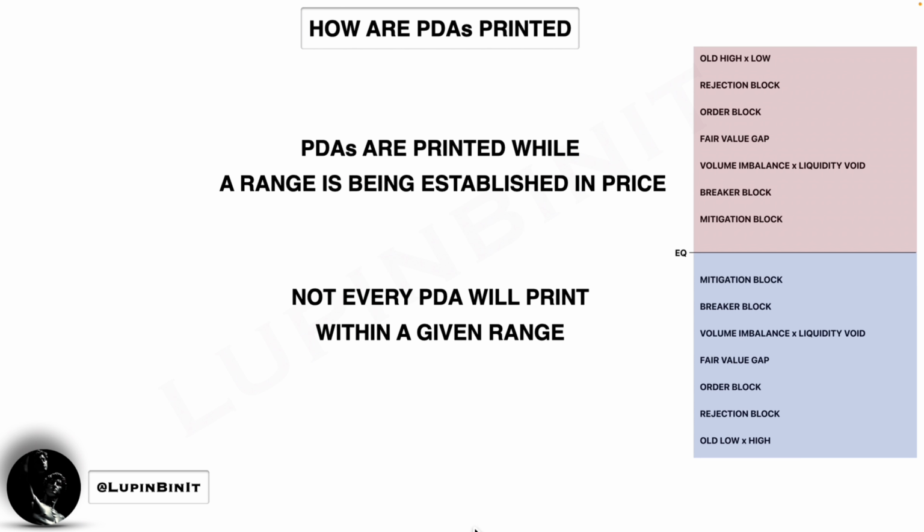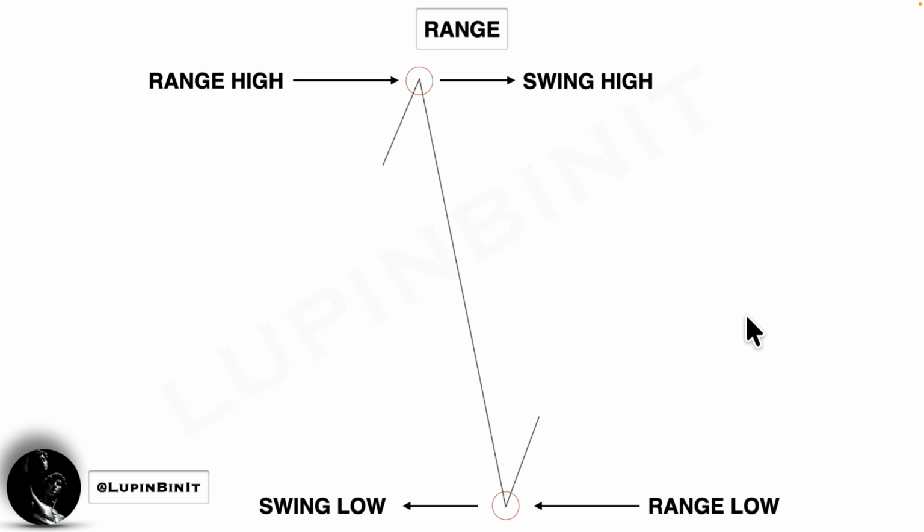But away from that tangent and moving on, how are PDA arrays printed? PDA arrays are printed while a range is being established in price. And while this range is being established, not every PDA array within the matrix is going to present itself within that given range. This simply means that the likes of a volume imbalance, breaker block, or mitigation block might not form during the deliverance of a given range. Now, one might pose the question, what is a range, or how do we define a range? A basic schematic displaying a range.